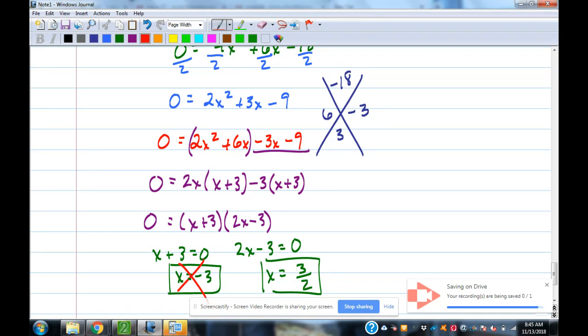I'll be honest, a lot of times if it's a trinomial like that, I'll just go to quadratic formula straight away, because sometimes it's hard to find that pair. But if you want to do factoring, that's fine. Just keep in mind you need to be able to do quadratic formula sometimes.